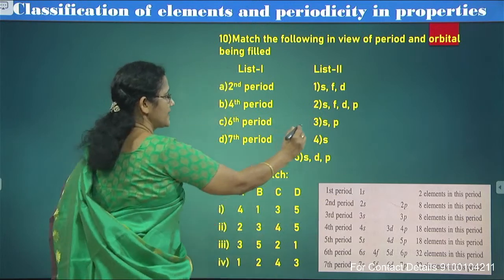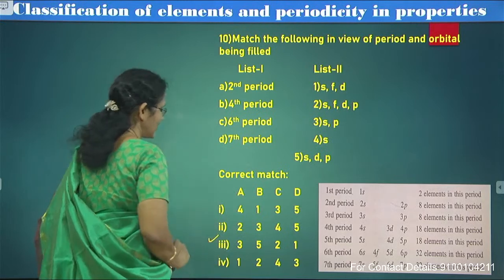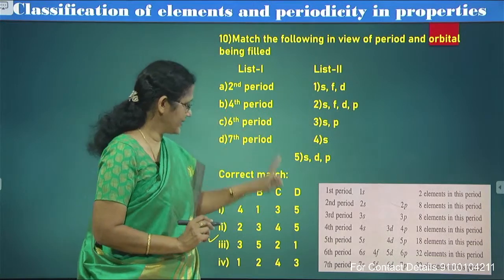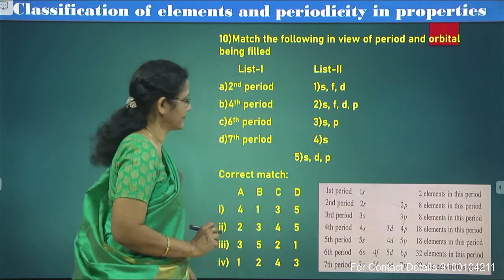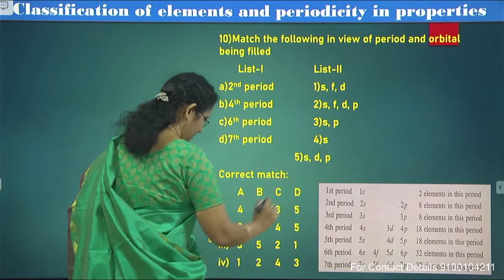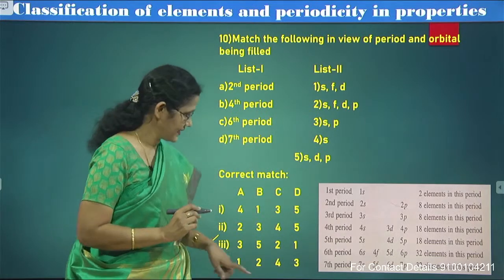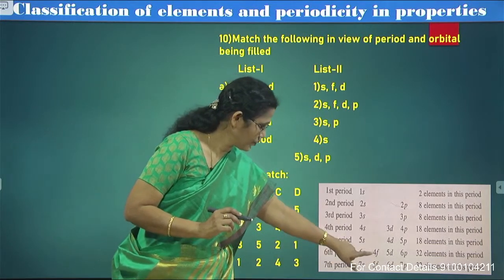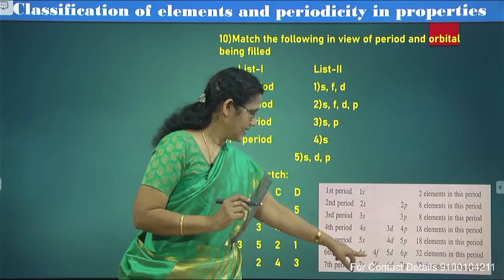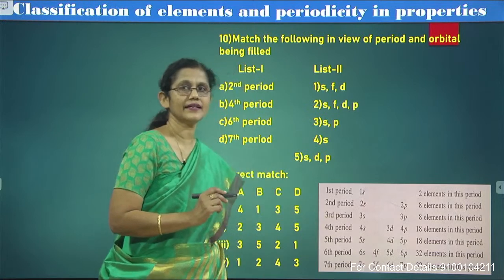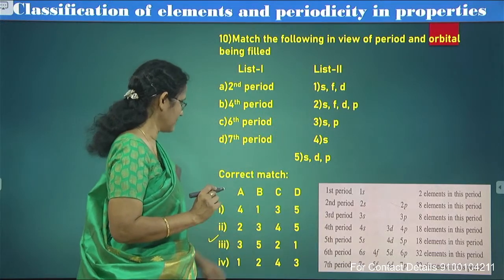So, s and p are filled. For the third one, A should be 3. Now, check once, fourth period, how is the order? 4s, 3d, 4p: s, d, p. Sixth period, what is the order of filling? 6s, 4f, 5d, 6p: s, f, d, p, right.